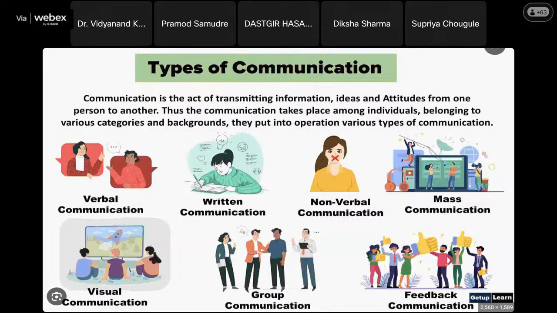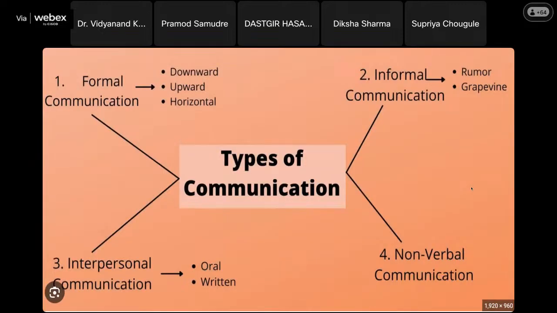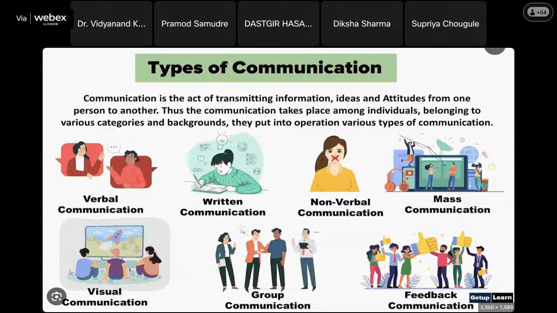Then non-verbal communication through gestures, body gestures, by eyes, nose, your mouth. Then mass communication, which we all know. Digital media is widely used for open learning and distance learning, which you as students also know. So mass communication is also one form. Then visual communication through pictorial presentation. You can see here group communication or group discussion, and feedback communication.